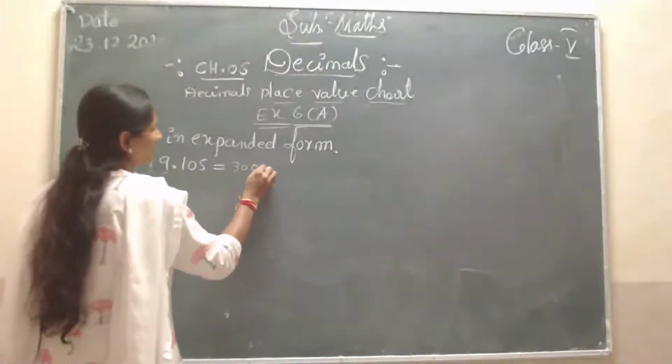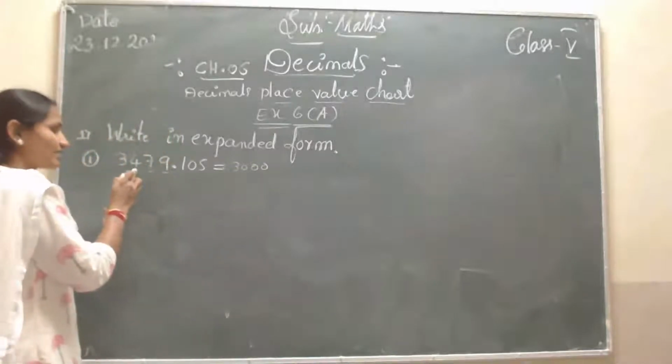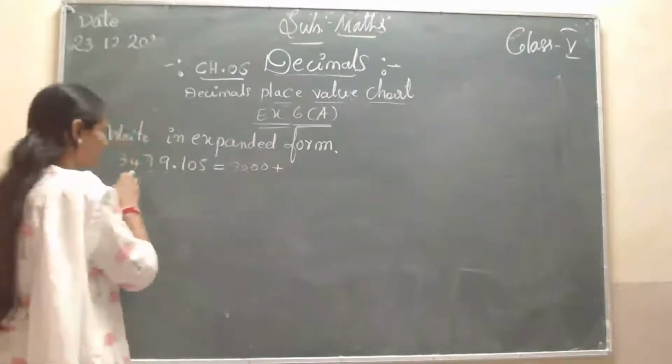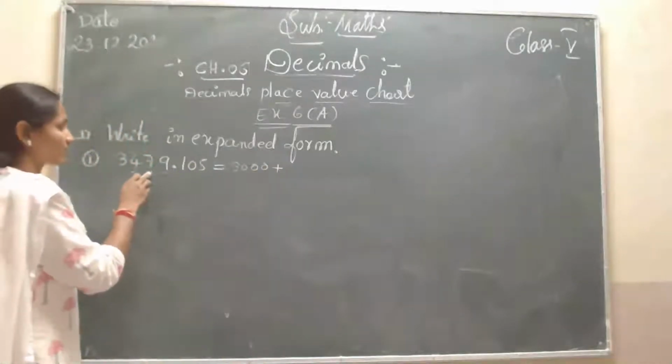Students, this is 3000. What is the value of 3? Ones, tens, hundreds, thousands. 3 into 1000 is 3000. Yes. Next, what is the value of this? This is 100, because ones, tens, hundreds.